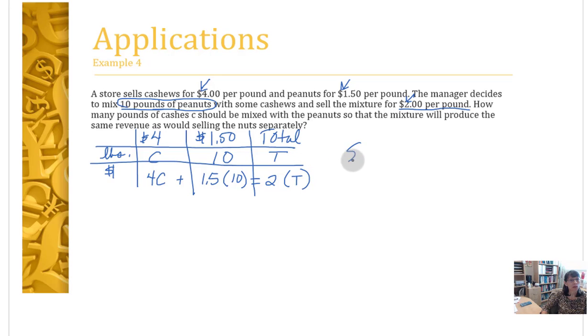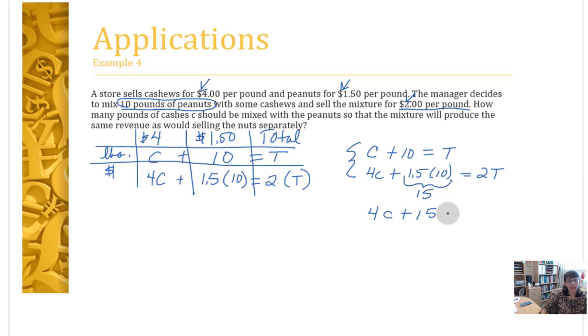My two equations for the system come from C plus 10 pounds equals T for total pounds. C plus 10 equals T. The next equation is 4C plus 1.5 times 10 equals 2 times T. Now it would be helpful to know how much 1.5 times 10 is equal to, and when you multiply those you get 15. So if you wanted to write that as 4C plus 15 equals 2T, that might be more helpful.